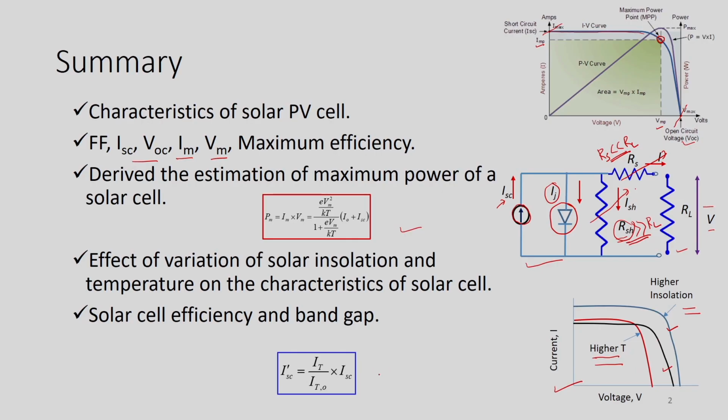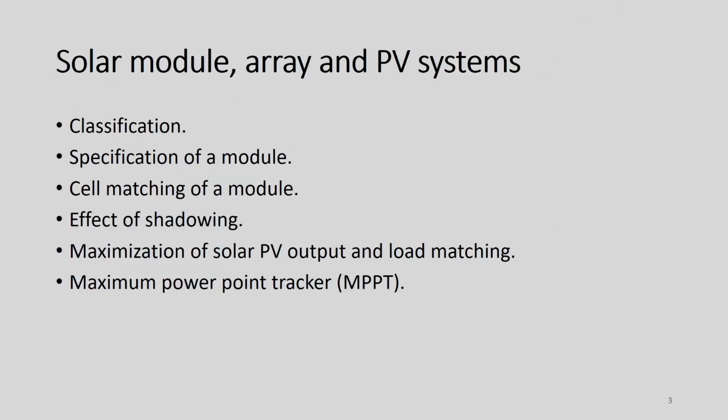Also, we studied that if we know the ISC value for standard test conditions, meaning 1000 watt per meter square and AM 1.5, at an ambient condition of say 25 degree C, then we can calculate the ISC value for other insolation. And we have also studied solar cell efficiency and band gap, and how they are related. With this background, let us move to today's discussion.